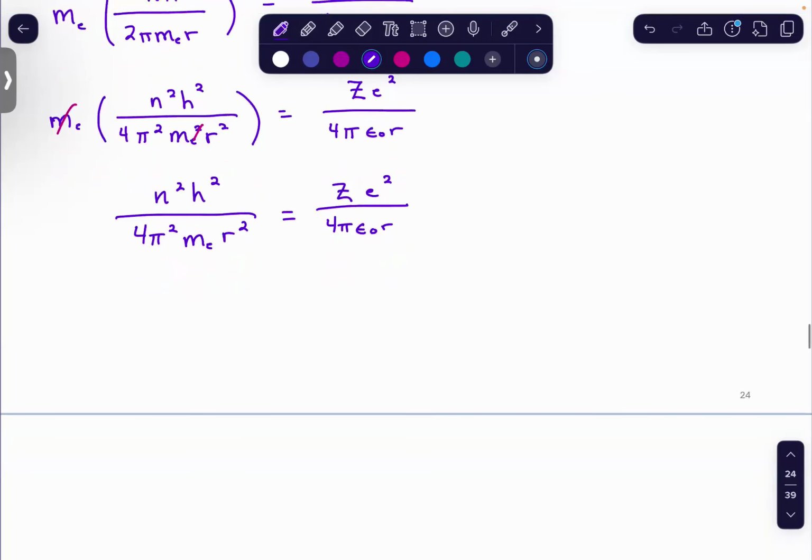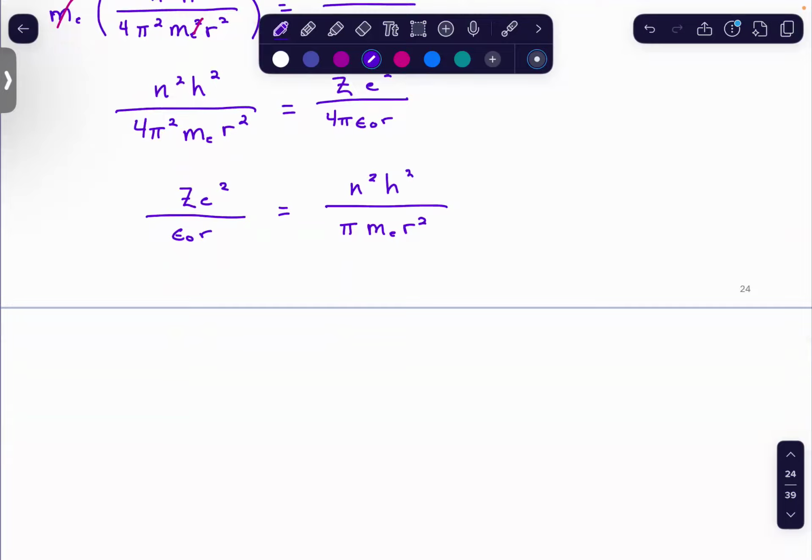Okay, so I'm going to multiply through by 4 pi, and I'm going to flip this equation around, well, you'll see why. So I'm going to move e squared over here, epsilon 0 r, because I'm multiplying everything by 4 pi. And so I'm still going to have n squared h squared on the bottom. The 4 is gone, and then 1 over 4 pi squared times 4 pi just leaves a pi in the denominator. Mass of your electron, r squared.